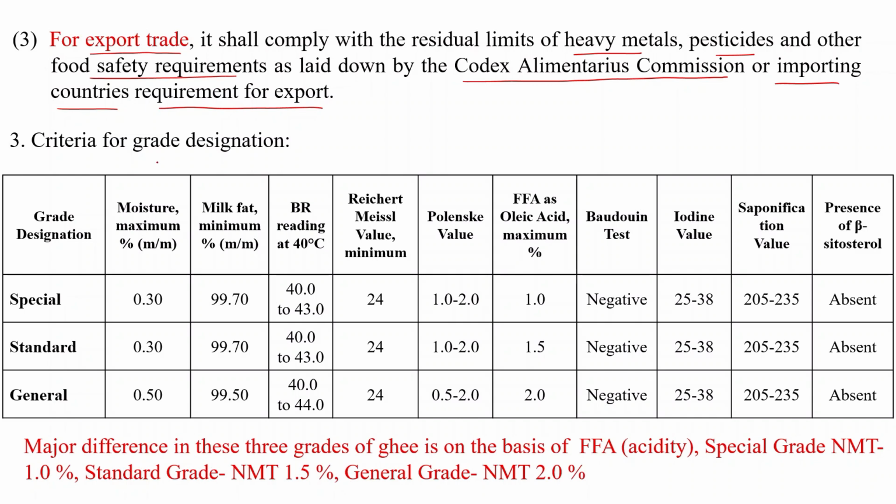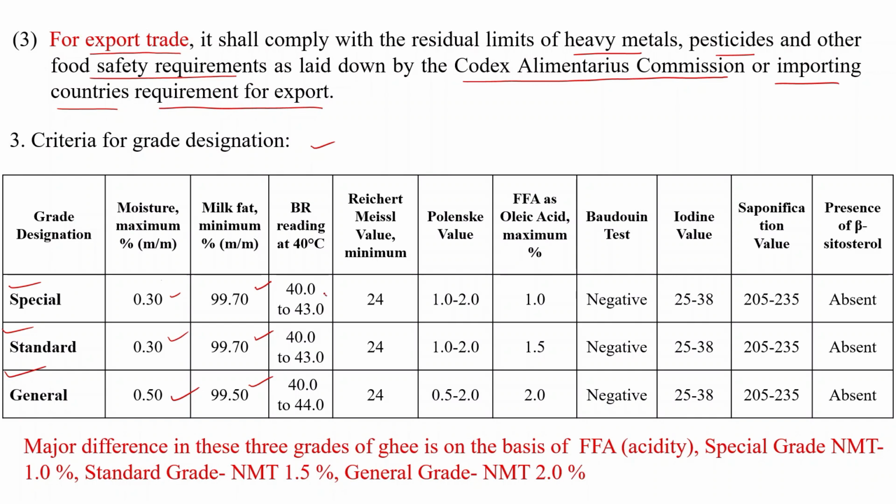Now if you see the criteria for grade designation, I have told you that they have graded it as 3: special, standard, and general. If you see moisture content, special and standard is 0.3, and general is 0.5. Of course the moisture content is related to the shelf life of the product. Higher means lower shelf life. Then milk fat content minimum is 99.7 in special and standard, and for FSSAI it is 99.5, that is meeting the general grade also, minimum 99.5.